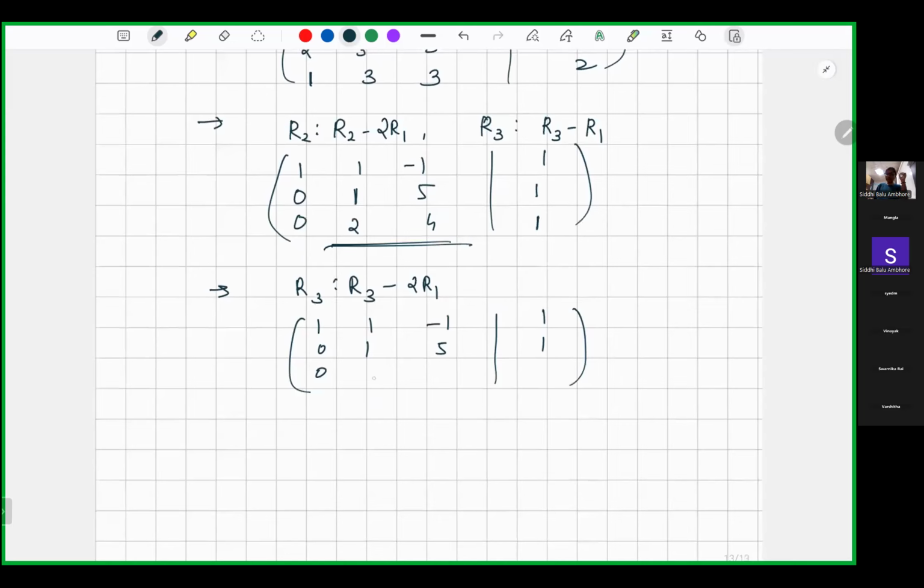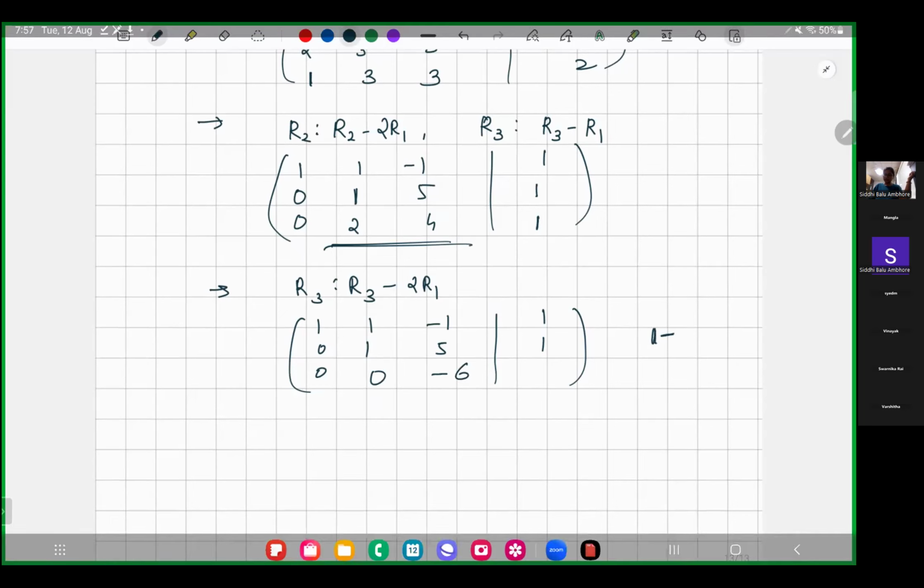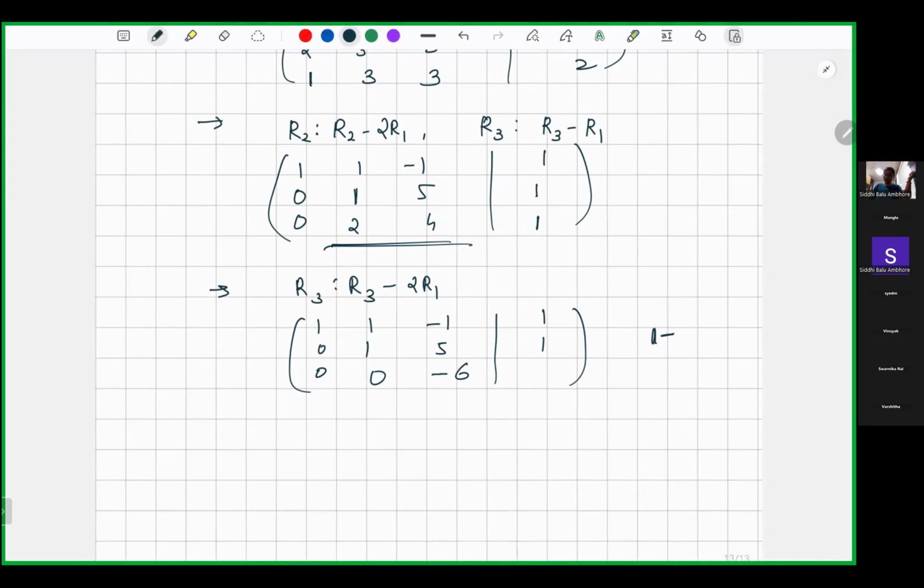So, here if I get 0, this 4 minus 10, it will be minus 6, right? Because this is 4 minus 10. And actually, R3 is R3 minus 2 R1. So R3 is 4 and minus 2 R1 will become plus 2. No, sorry, I made a mistake. It is 2 R2. Yes.